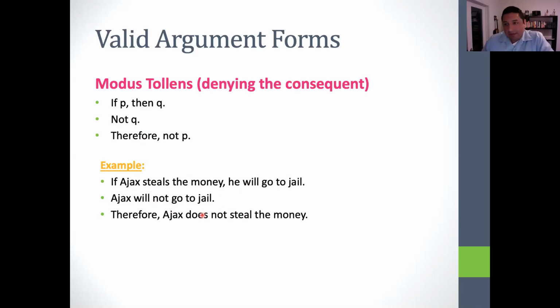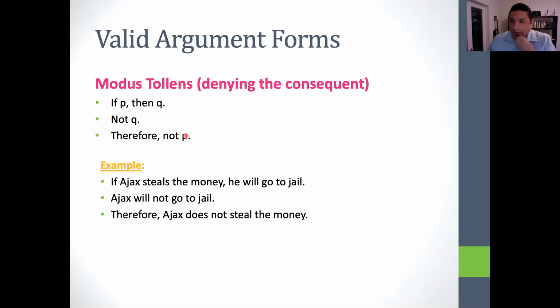Okay, so moving on to the next form, we have what's called modus tollens, and this is where you are denying the consequent. So again, you have a conditional affirmed on the first line, if P then Q. On the second line is where you have the denial of the consequent, right? So it's saying not Q. So when you have a conditional and the denial of the consequent as two premises, then you can go on to infer the denial of the antecedent, which is not P.